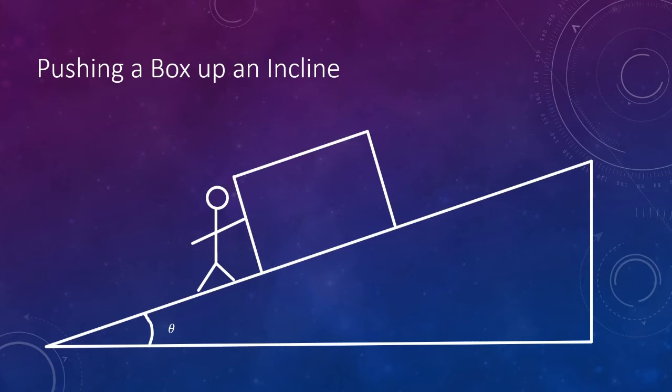Now let's look at what goes on when we decide to push this up an incline. So what will happen is gravity is always going to act downwards no matter what. But now, since the object is on an incline, the direction of our push, the direction of friction, and the normal force are going to be different. So let's look at that.